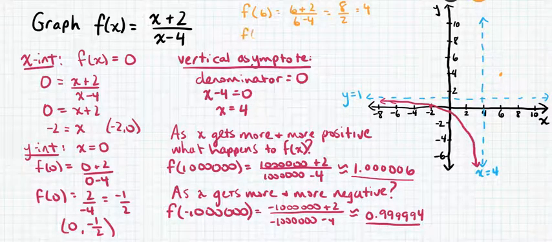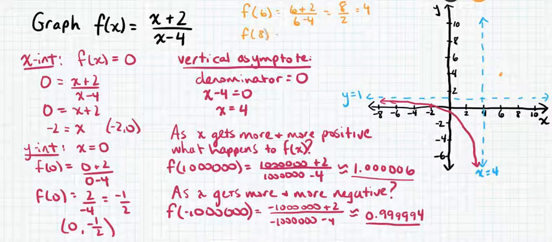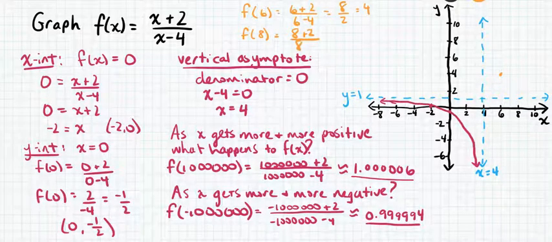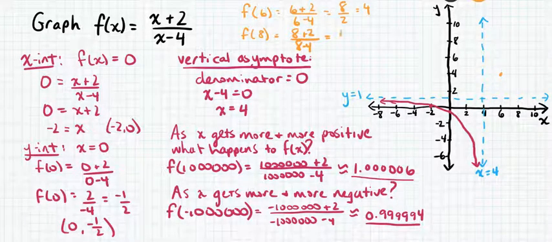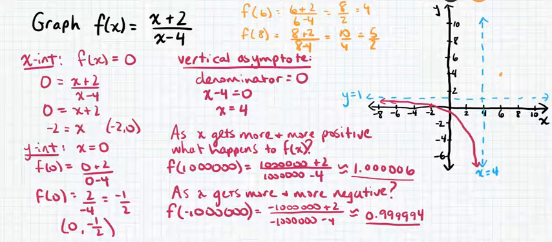And if we try this with 8, so f of 8 is equal to 8 plus 2 divided by 8 minus 4. That gives us 10 over 4, which is equivalent to 5 over 2, or 2.5. So at an x value of 8, the function value is 2.5. And so that gives us probably enough that we could draw in the other part.